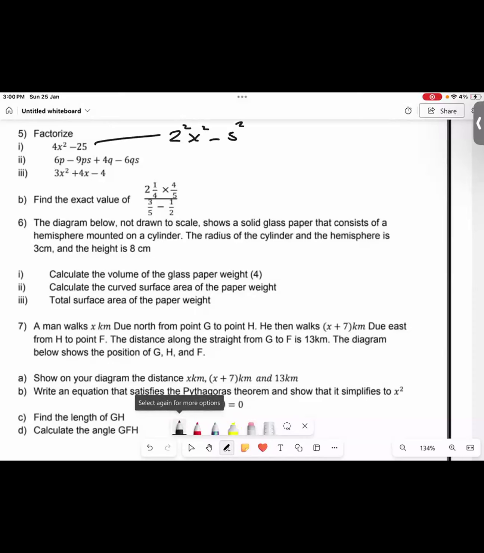the rule is we're going to open 2 brackets, and we're going to put a plus in one and a minus in the other. And because there are two of every term, I'm going to put a 2 here and a 2 here. I'm going to put an x here and an x here. I'm going to put a 5 here and a 5 there. And that's it. That's how you factorize it.